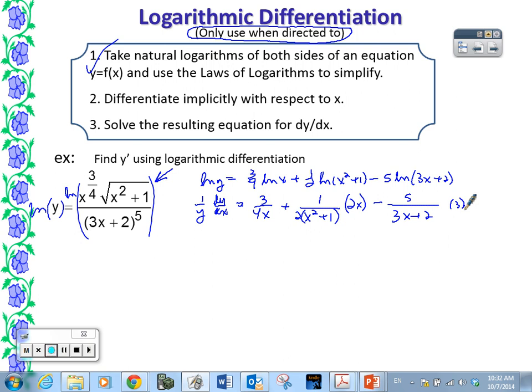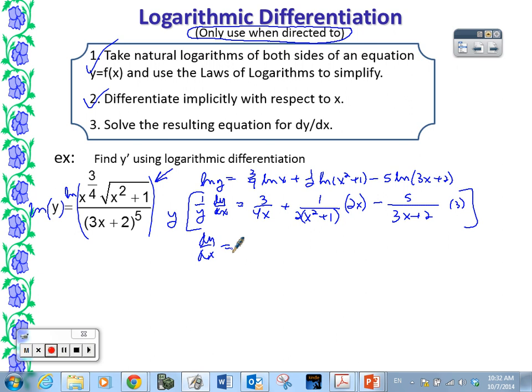Notice we've done step 2, and now we've got to solve for dy dx. We can't leave the y there. We can't even leave the y in the equation. So I need to multiply through by y to get rid of it, to move it over here, because I have to solve for dy dx. That's what I'm supposed to do in step 3. So I'm going to multiply the two sides through by y. That leaves me with dy dx equals.